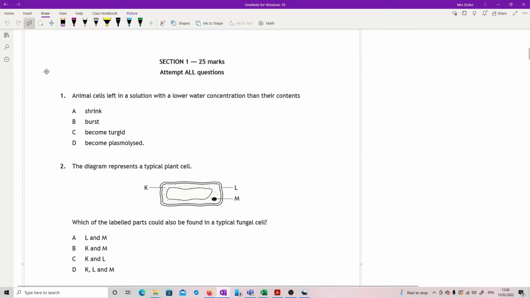Multiple choice. Okay, 2019, this is the multiple choice. I'm just going to run through the whole thing again.